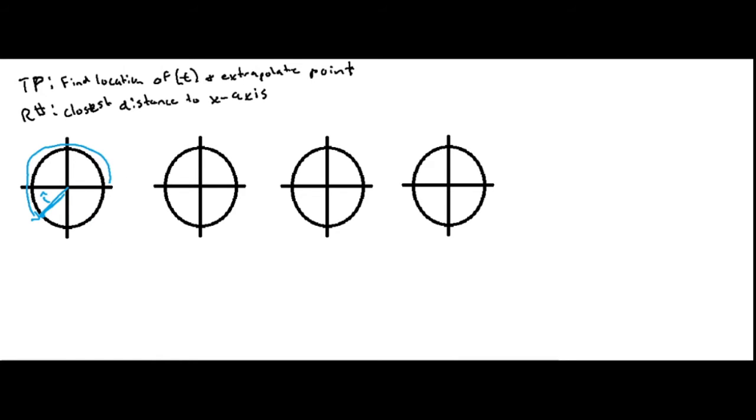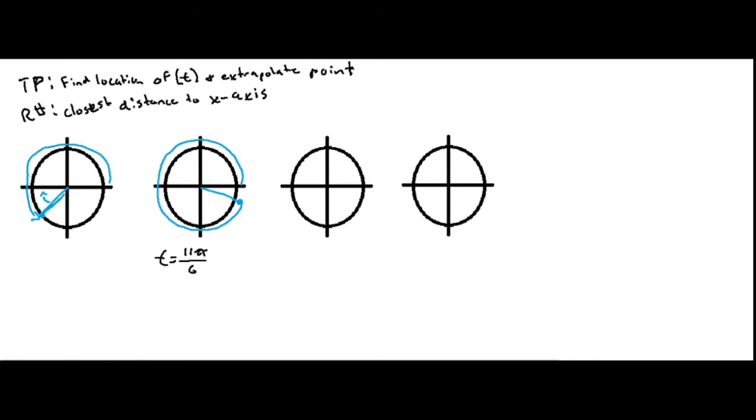So let's say you have to find the terminal point and the reference number of t is equal to 11 pi over 6. So that's pretty close to 2 pi, but we have to go around the whole circle, but not all the way there. Let's say it stops right around here. So our terminal point is going to be same as like a pi over 6, but in the fourth quadrant.